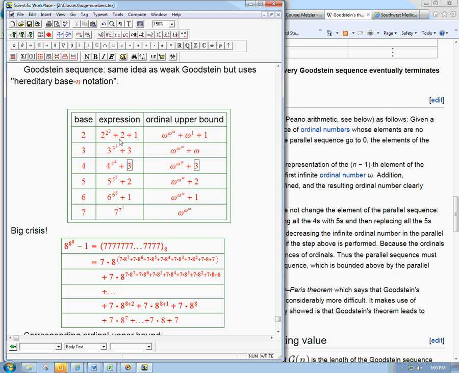let's go ahead and track that 19. This is the 19 we started with, written out in hereditary base 2 notation. And at every stage, at every base, I'm going to write a parallel expression using ordinal arithmetic.